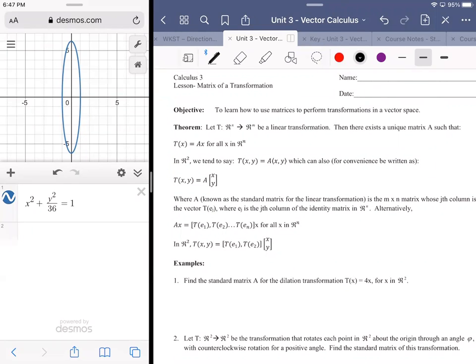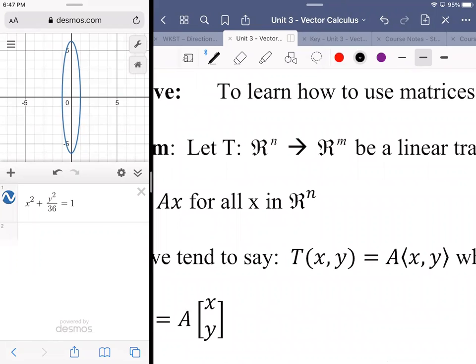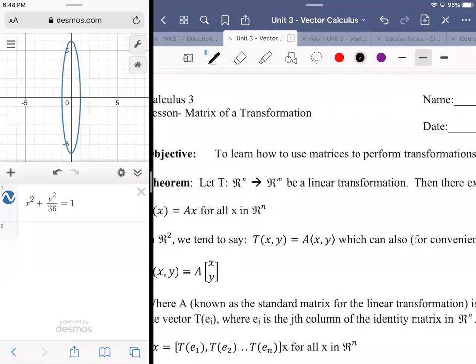All right, the objective is to learn how to use matrices, plural of matrix, to perform transformations in the vector space. So we're talking about real space dimension n transforming to real space dimension m, in that they're not going to necessarily have the same dimensions after the transformation, which is a really cool thing to think about, because depending on the transformation, you might end up going from 2 dimensions to 3 dimensions back to 1 dimension. There's a lot of different possibilities.